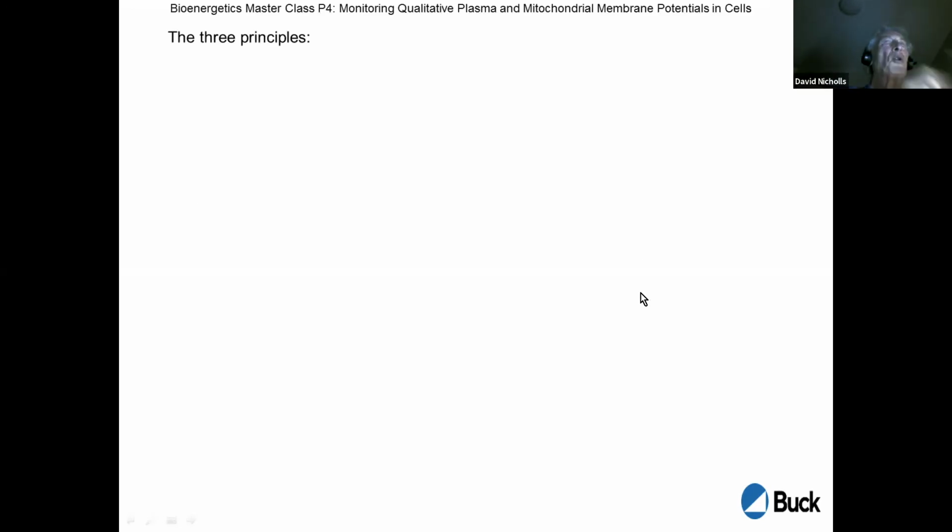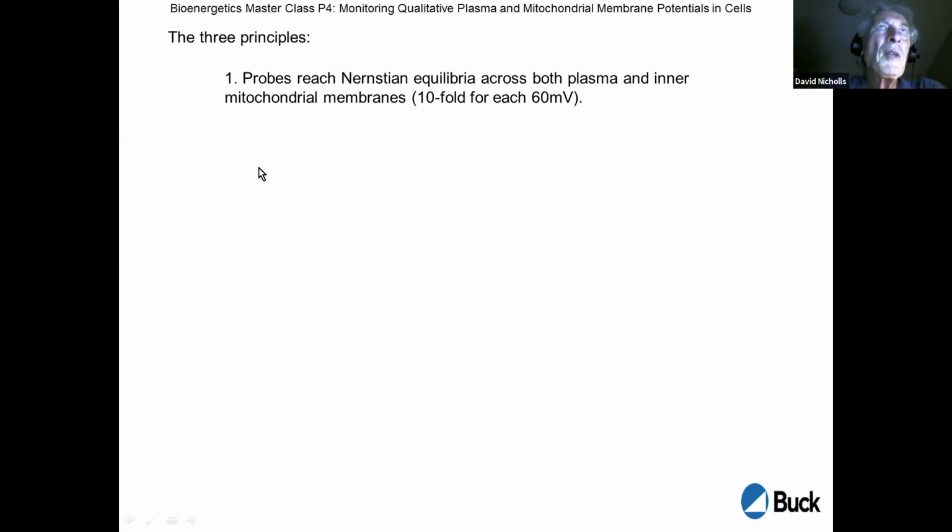So in order to understand how these probes work, you simply have to understand 3 basic principles. The 3 principles are actually used to generate the Excel program that you're going to use. The first, probes reach Nernstian equilibria across both the plasma membrane and the inner mitochondrial membrane. The Nernst equilibrium essentially says for each 60 millivolts, there's a 10-fold equilibration at equilibrium. It's a logarithmic relationship, so 120 millivolts means 100-fold equilibration. If you have 180 millivolts, it would be 1,000-fold equilibration.